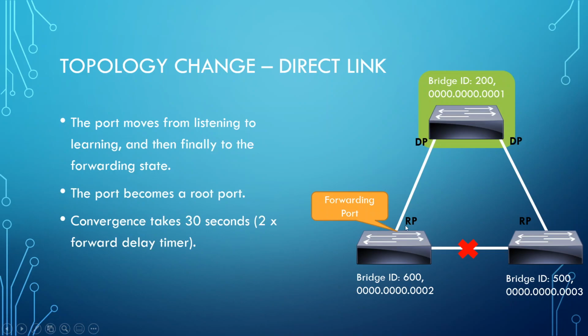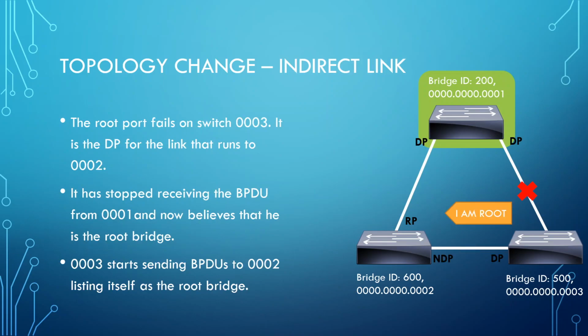And the port role is going to be a root port. The reason why is because its role is to provide the local switch with the fastest or quickest path to reach the root bridge. Now let's have a look at a topology change for an indirect link failure. Again, this is going to be a lot slower, and you'll see why in a second. And to be fair, it's because of the way that STP operates.